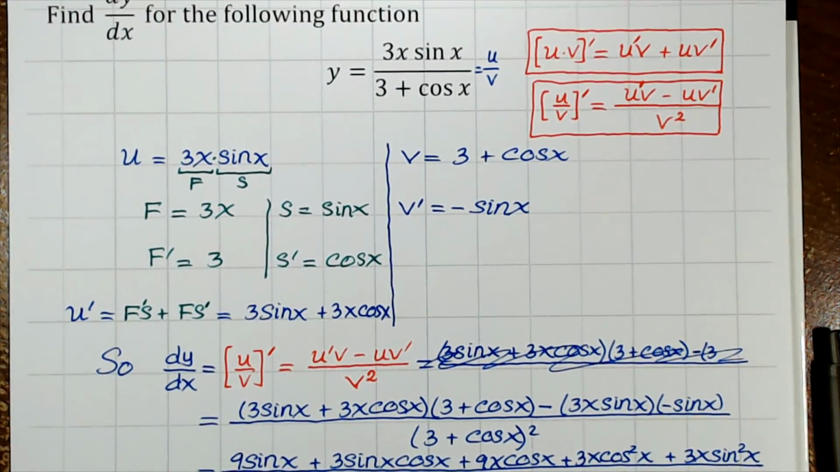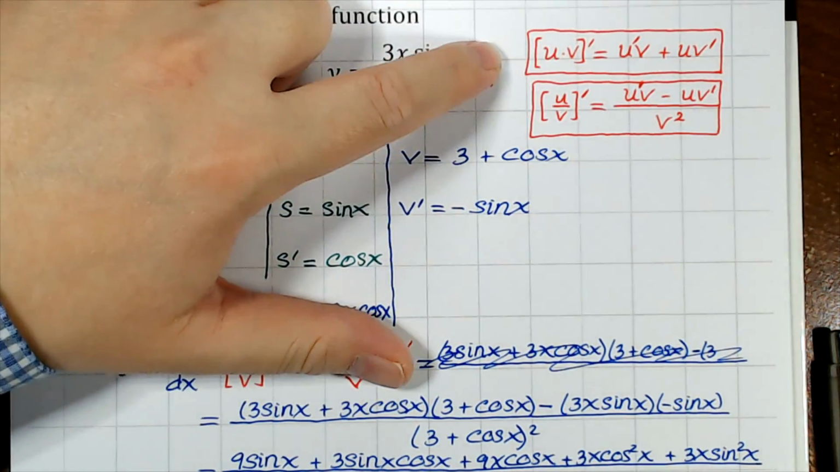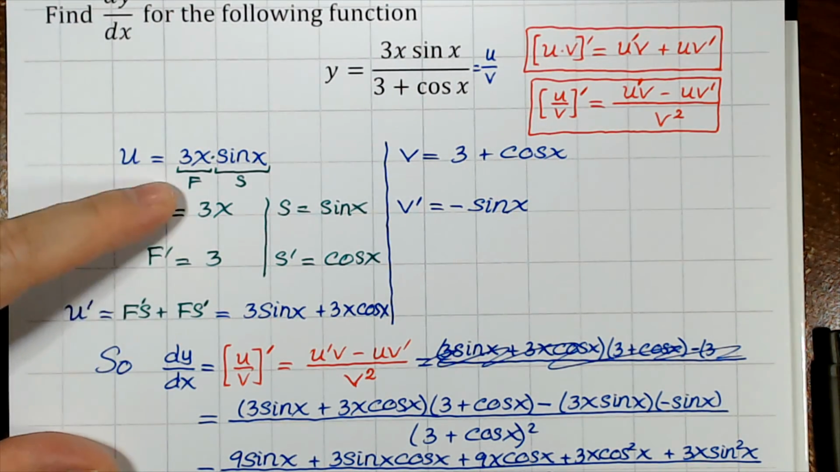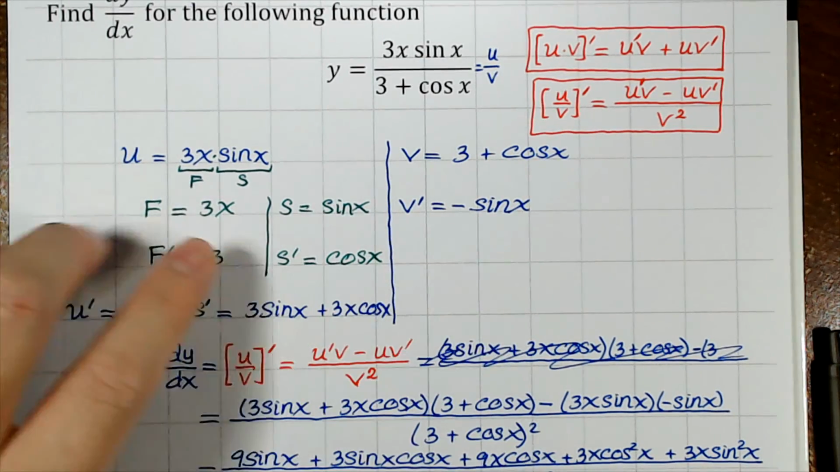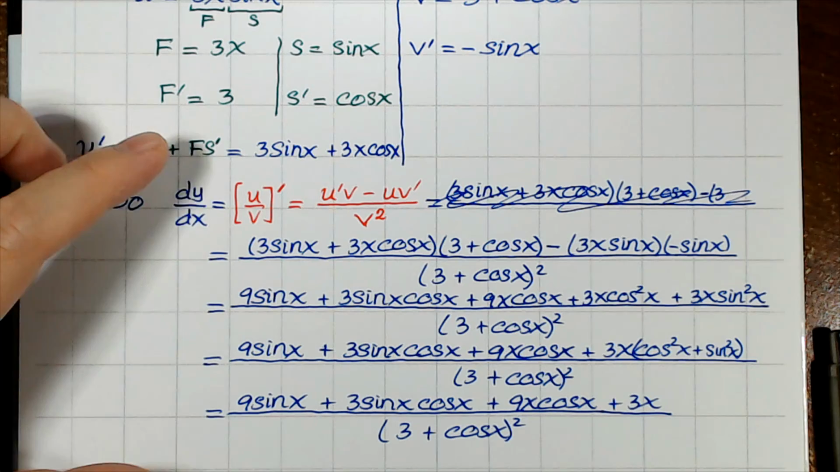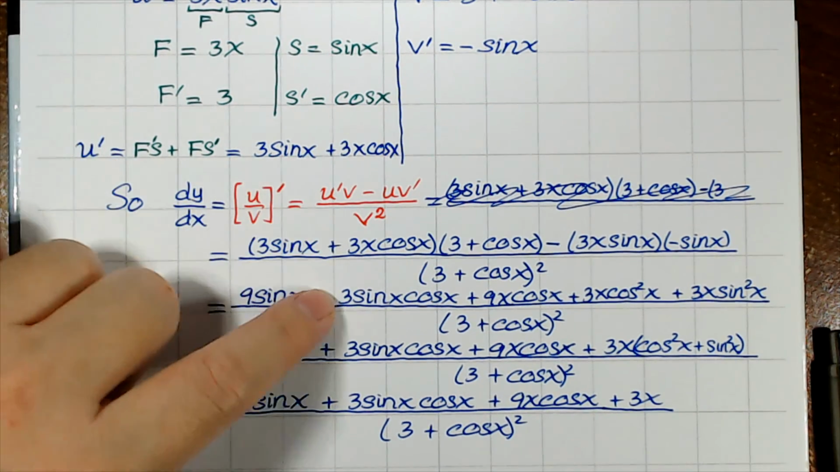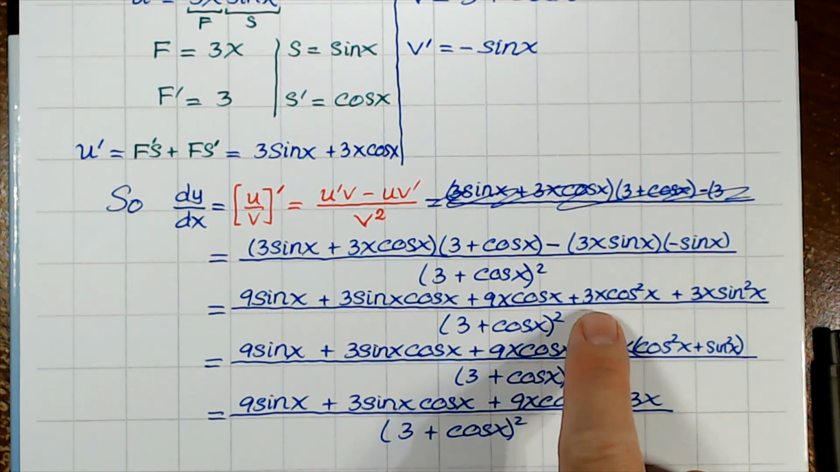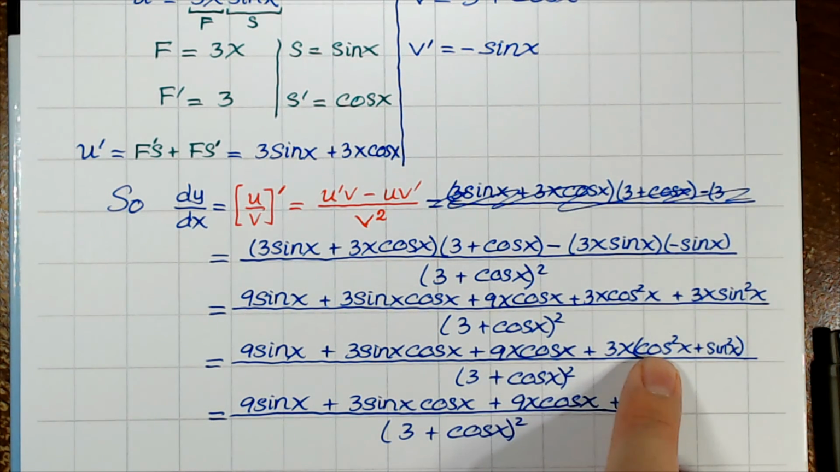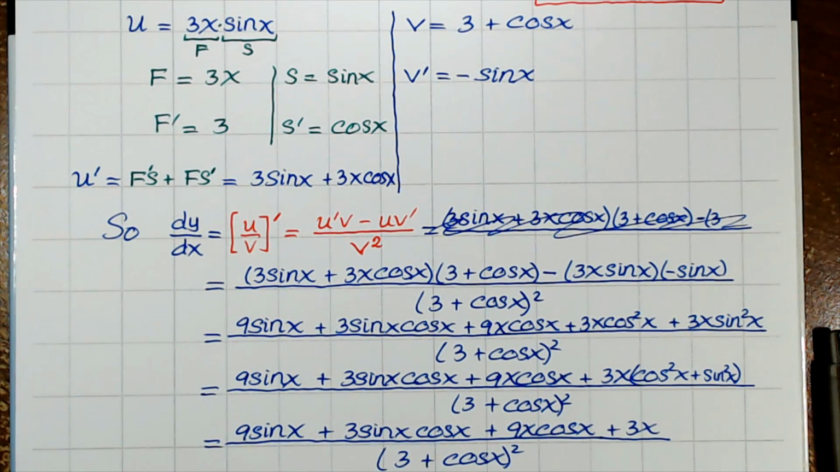Right. Once again, we use the quotient rule, and inside the quotient rule, we have to use the product rule to find u prime, and substitute everything into the quotient rule, and we just simplify the 3x cosine square and 3x sine square. Factor out the 3x, we have cosine square plus sine square, which is 1. So that's just 3x. So that's what we have.